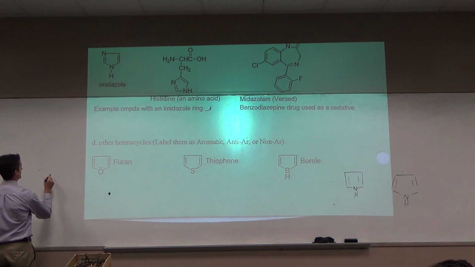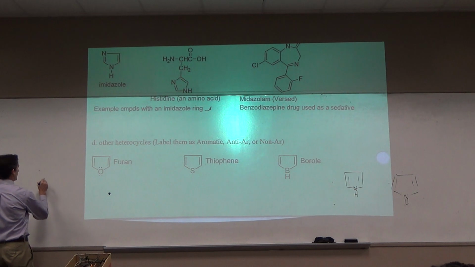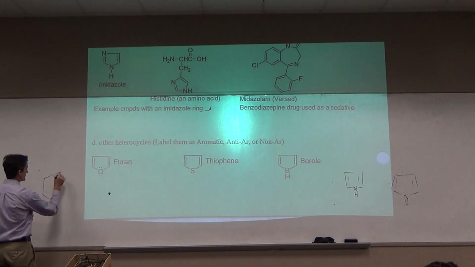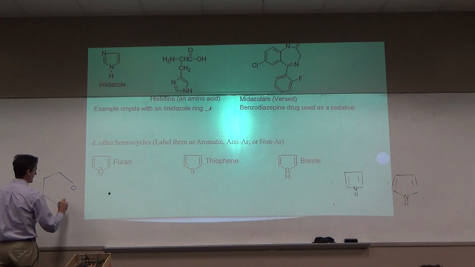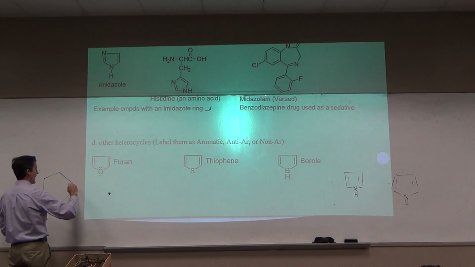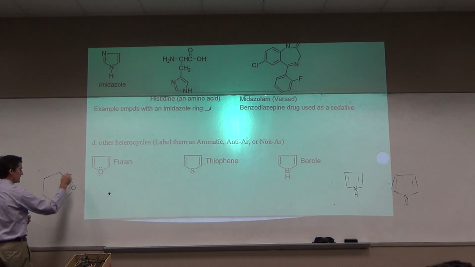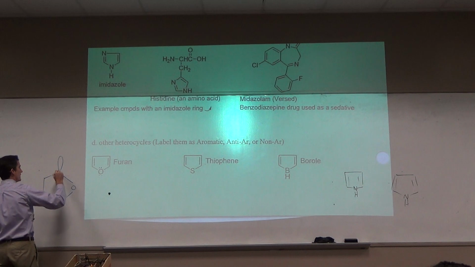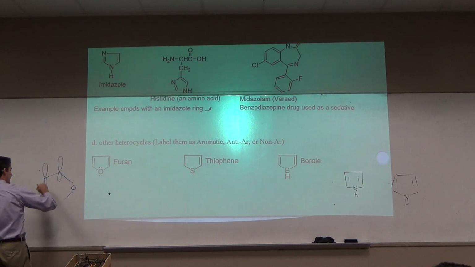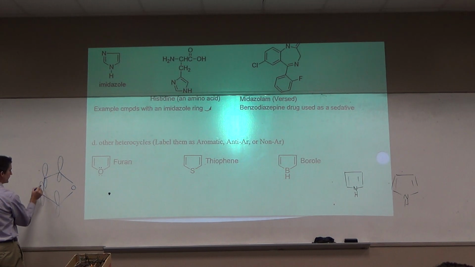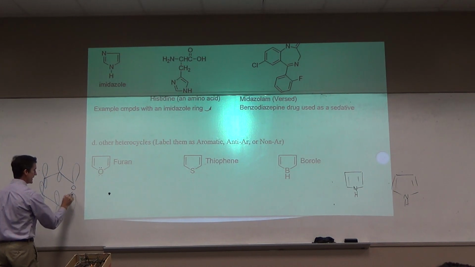I'll draw this sideways here. We can show the oxygen. Oxygen has two lone pairs. What's the hybridization of the oxygen? sp2. Yeah, sp2. One electron makes a pi bond, one electron makes a pi bond. And then the oxygen is sp2.